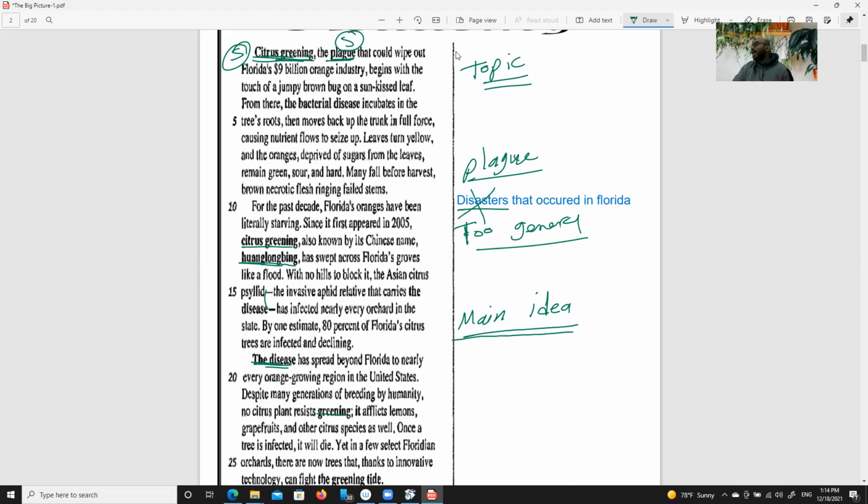So if you say plague occurred in Florida, I don't like occurred as well. Why? Because occur can be positive or negative, while in the passage, I'm talking about something totally negative. So you must use a word that indicates negative effect. So we have to be very accurate. Well, guys, this is something we learned.